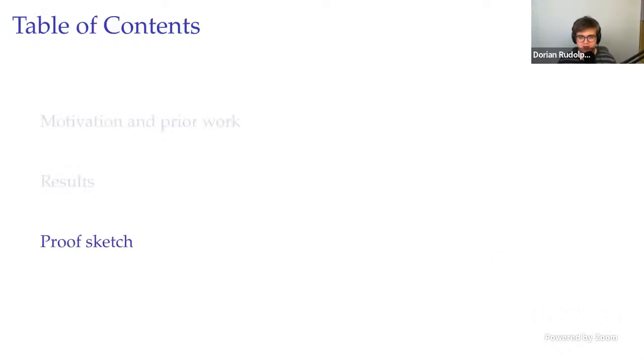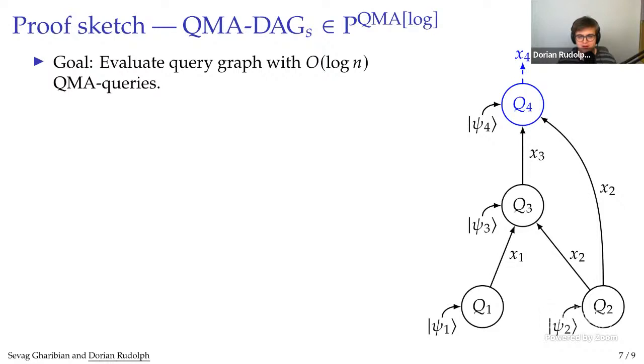And finally, I'll sketch the proof of our main result: the containment of QMA DAG of bounded separator number in P to the QMA log. For that, we need to evaluate a query graph of constant separator number with a logarithmic number of QMA queries. On the right side, you can see an example query graph. Each node contains a quantum circuit that receives outputs from incoming edges as well as a proof.